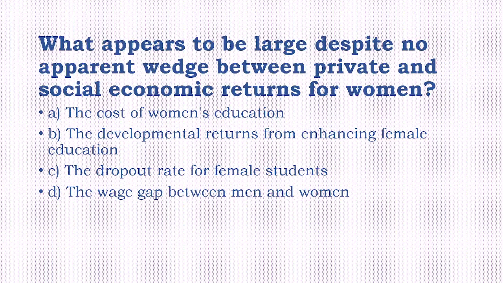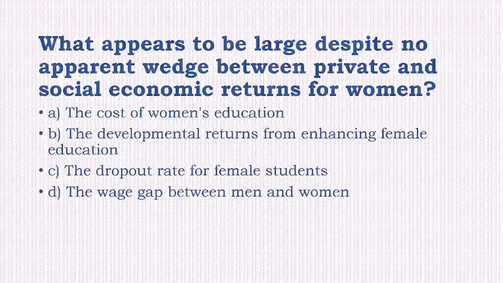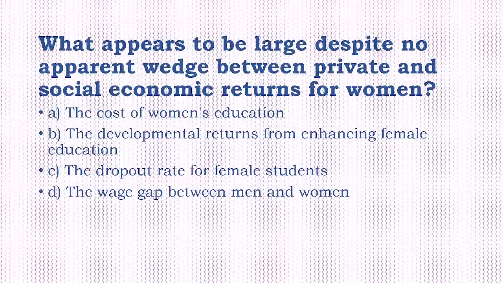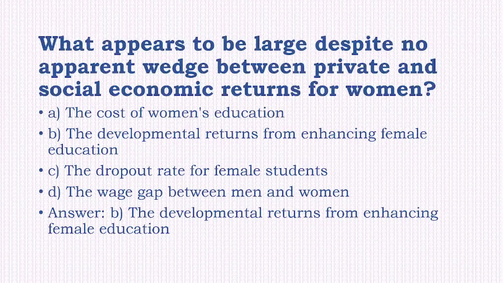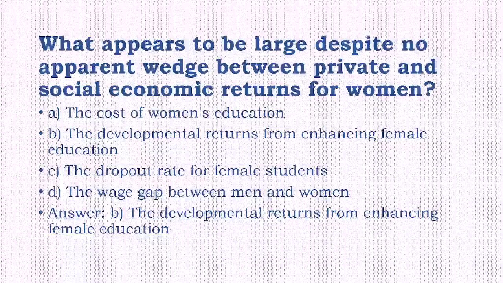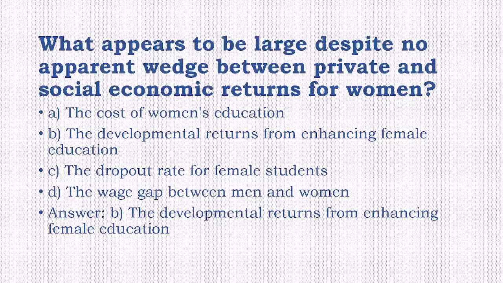Next, what appears to be large despite no apparent gap between private and social economic returns for women? Options: the cost of women's education, the developmental returns from enhancing female education, the dropout rate for female students, the wage gap between men and women. The answer to this question is option B, that is the developmental return from enhancing female education.